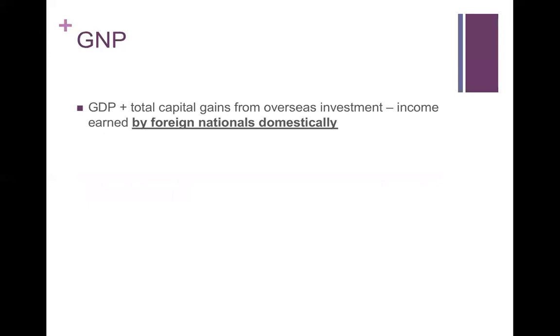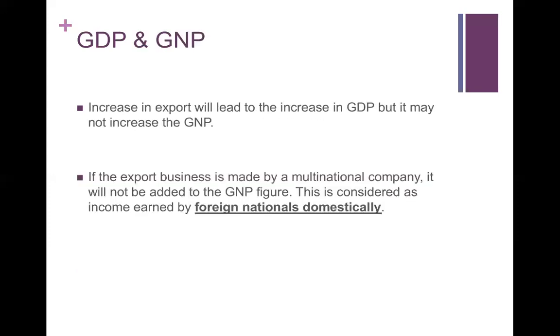Now, GNP is another term, which is basically the GDP plus the total gains from overseas investments minus the income earned by foreign nationals domestically. So in our country, we may have multinational companies operating in our market. When they gain something from their operations in our domestic market, we assume they take the profits back to their home market. Therefore, we remove that income. So there is a bit of difference between GDP and GNP.